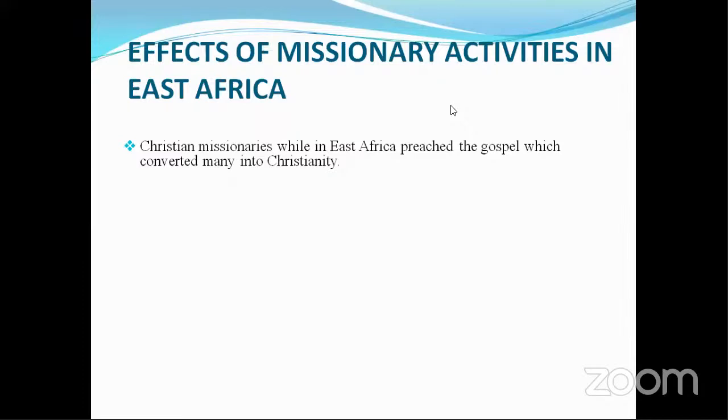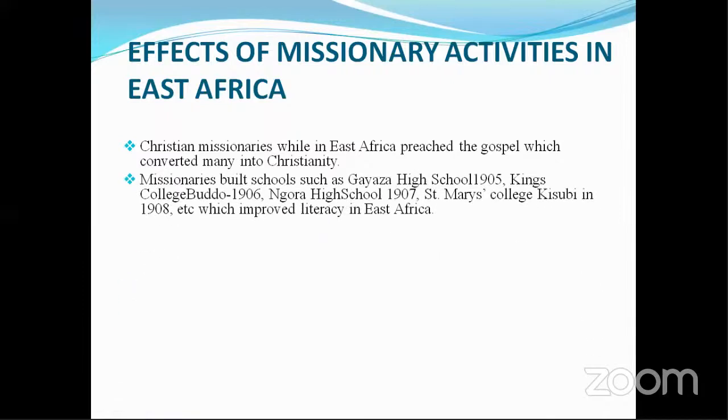So this is point number 2, and there it is. Missionaries built schools such as Gayaza High School, 1905, King's College Budo, 1906, Ngora High School, 1907, St. Mary's College Kisubi, 1908, and so many others, which improved literacy in East Africa.